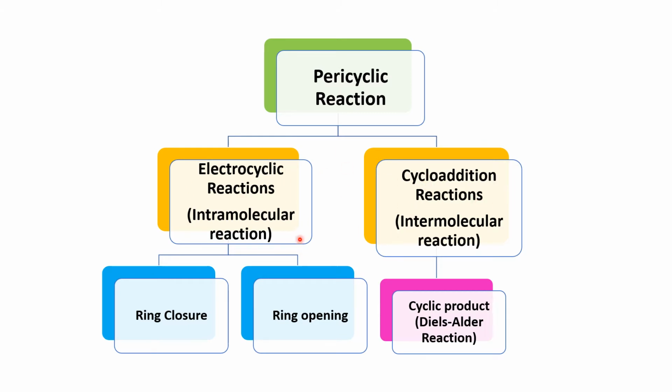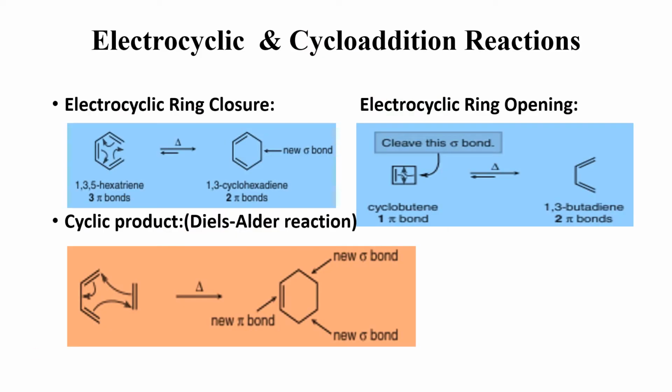What is the difference between these two? An electrocyclic reaction takes place in one molecule itself, but a cycloaddition reaction takes place between two molecules. Then only you will get a cyclic product. Okay, it may be a ring closed cyclic product. The best example is the Diels-Alder reaction. In the electrocyclic reaction, it may lead to a ring closed product or a ring opening product. Both will take place. Okay, so we are going to see the electrocyclic reactions very briefly.